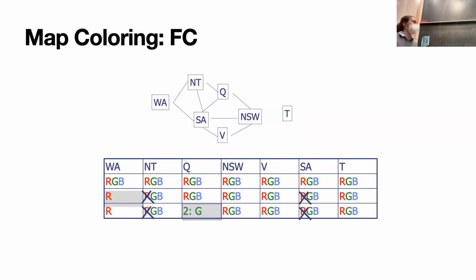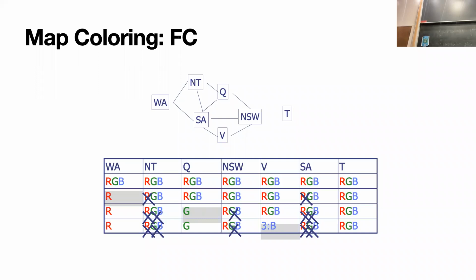So let's say in the second round, we assign Queensland to green. And we carry over the eliminations that we had from the last round, and then we add that Northern Territory and South Australia also cannot have green. Similarly, we also have that New South Wales cannot be green. And we can continue going with this process. So let's say that we color Victoria blue, then we cancel out all the blues in the domain.